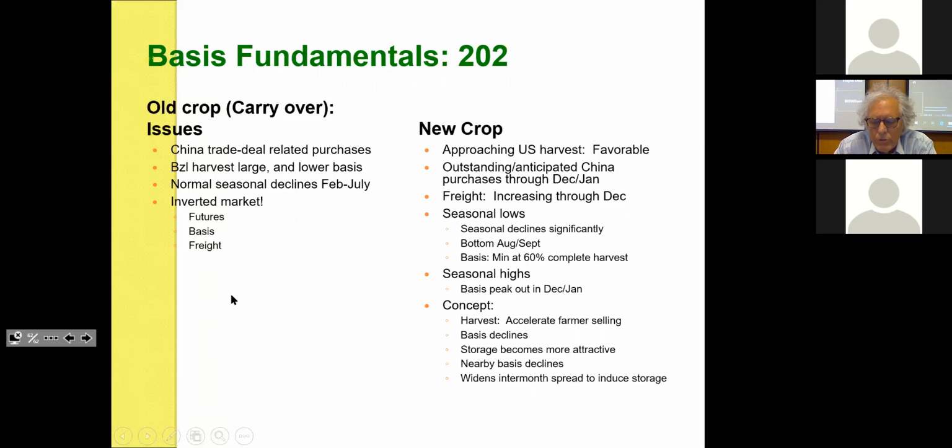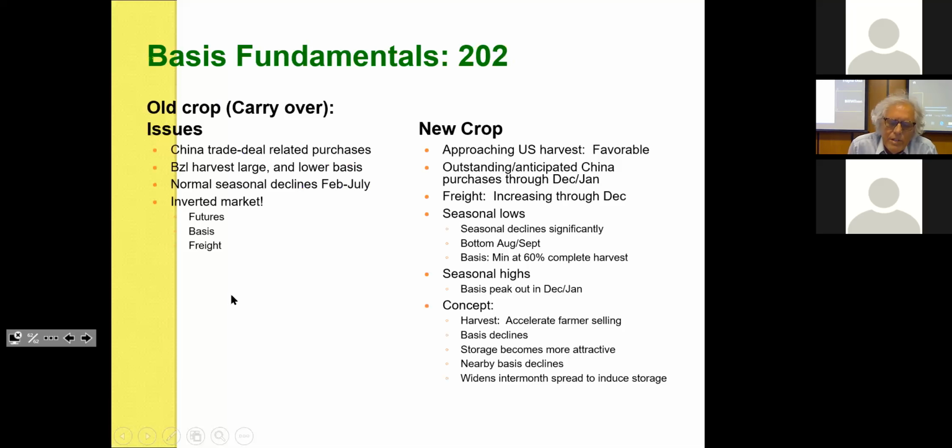Our freight values are increasing from October into December. We're probably going to have seasonal lows in August, September, October. When I teach it, I always say harvest time lows, and then someone said, well, when is harvest time? Well, I studied this a number of years ago, and the seasonal low occurs most likely when we're 60% done harvested. So keep track of our harvest progress. It's not a very good statistical relationship, but it's the best number that I can give you. Very high likelihood we'll have seasonal peaks in December, January, which should spell out your market strategy.